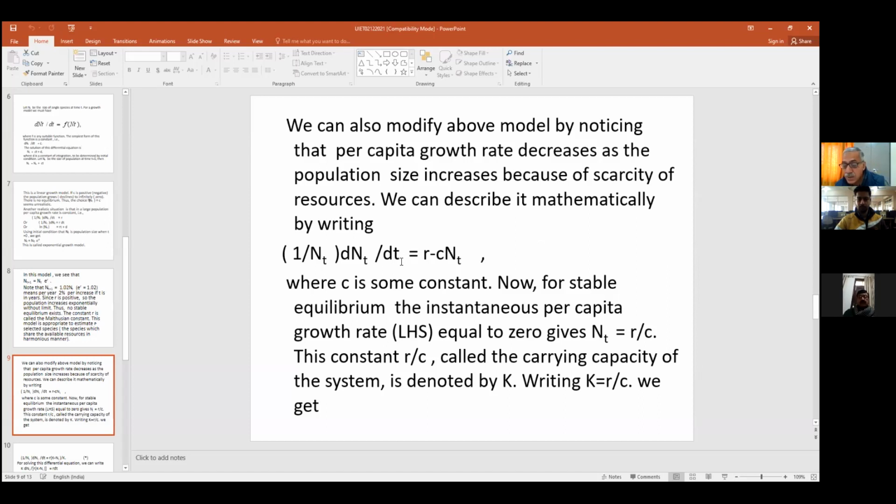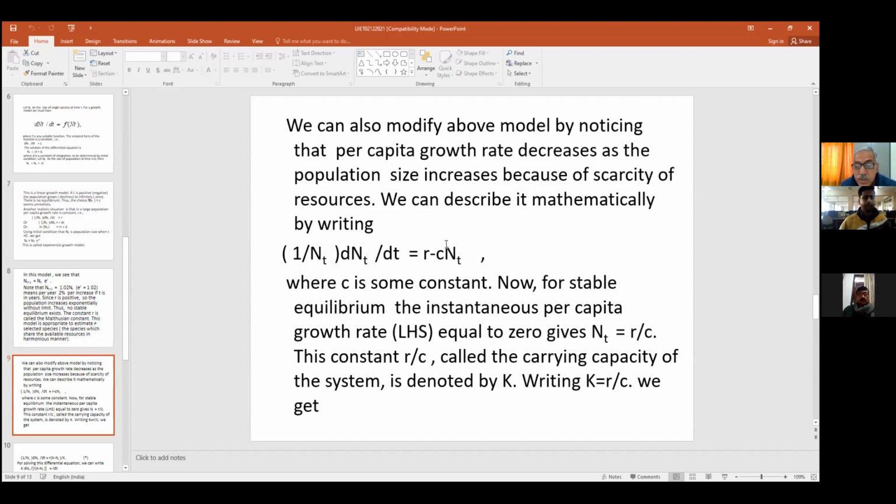The left hand side is the per capita growth rate. In the earlier model it was only R. Now I am decreasing it linearly, so minus C times N(t), where C is a constant and N(t) is the population size. So now you see, if N(t) increases, this right hand side decreases linearly. So here C is some constant.